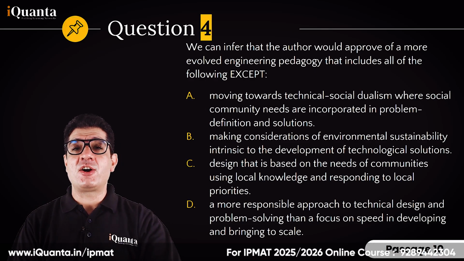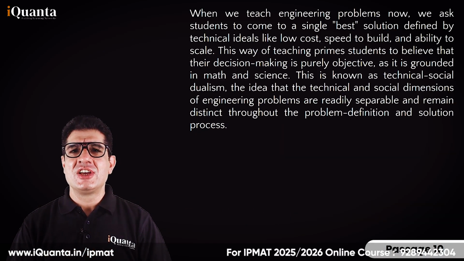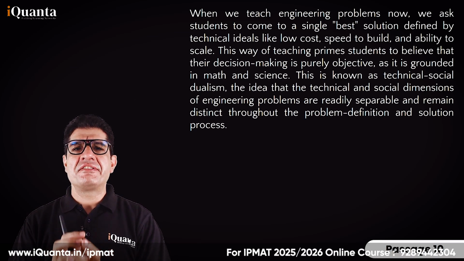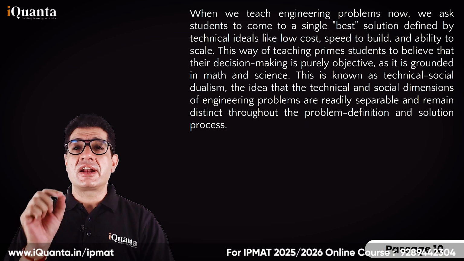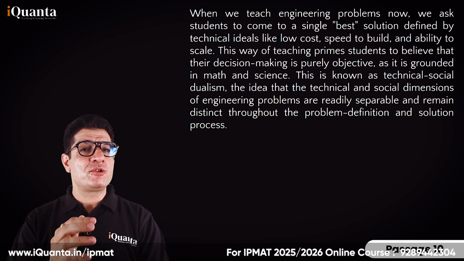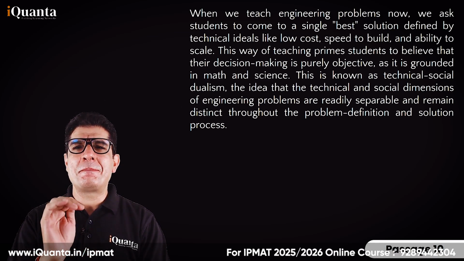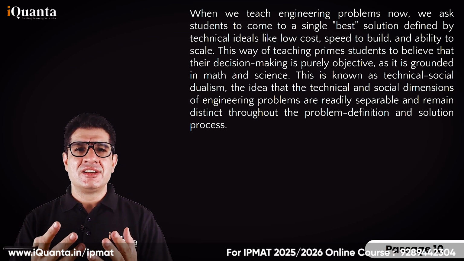Let's go ahead and now work on it together, including the questions, starting with the passage. So when we teach engineering problems now, we ask students to come to a single best solution defined by technical ideals like low cost, speed to build and ability to scale. So what does this sentence tell us? There are students who are learning engineering. We tell them that, hey, whenever you come across an engineering problem, you are supposed to arrive at the best solution. But how do you determine best?